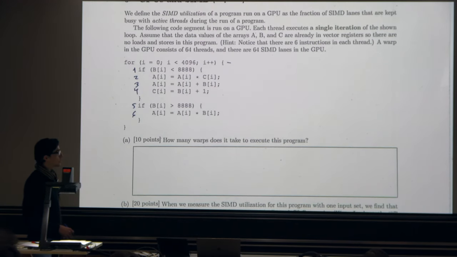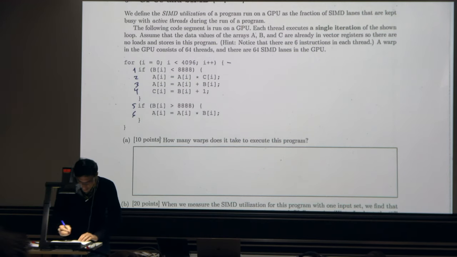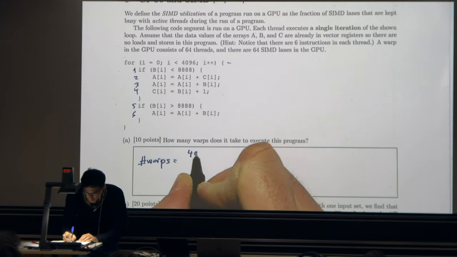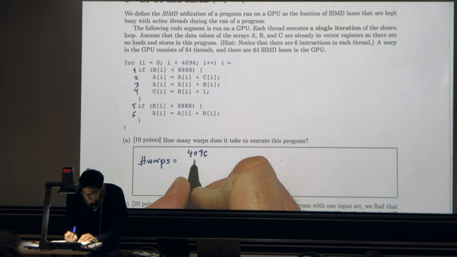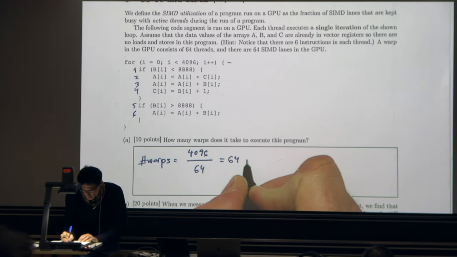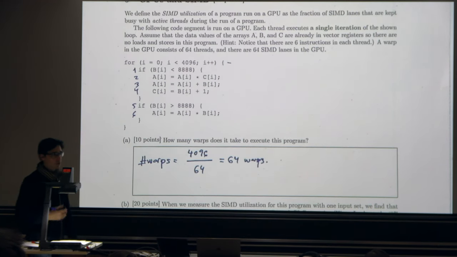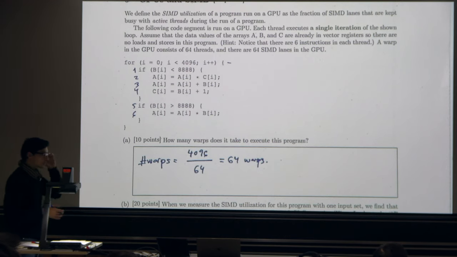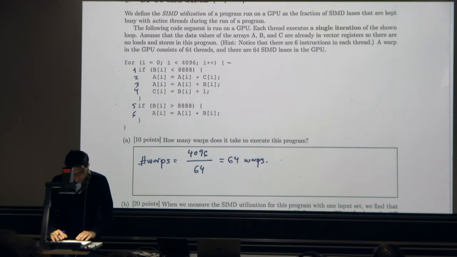How many warps does it take to execute this program? How many warps do we need to execute this program? So the number of warps is the number of threads, which is exactly the same as the number of iterations, divided by the size of the warp, which is 64. And this is 64 warps. This is the number of warps that we need to execute this program. Because in this particular architecture, the warp has 64 threads. In another different problem, you can find 32, but in the end, there won't be any difference. Okay, so these are 10 points for free, as you can see.